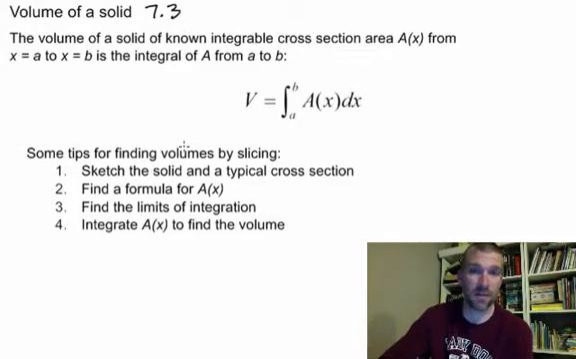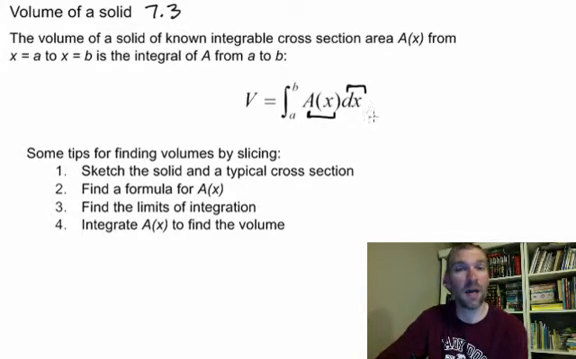Almost any solid you can think of, as long as there's some sort of function that goes with it. The volume of a solid of a known integrable cross-section of area, we'll call that A(x). In other words, we need to know how to find the area of some shape. From x equals a to b, it is the integral of this function A from a to b. It looks like this. So if we integrate the area times the change in height, then when you have area times height, you have volume.